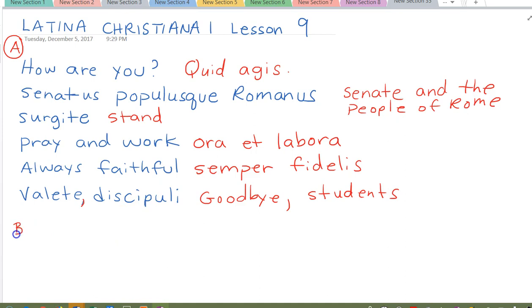Part B. We did that part in class, and that was our grammar. I think we did it all. Let's check and make sure. Number 1, as we talked about, first declension nouns, whose genitive singular ends in I. And the second one, we talk about second declension nouns, whose genitive singular begins in E.